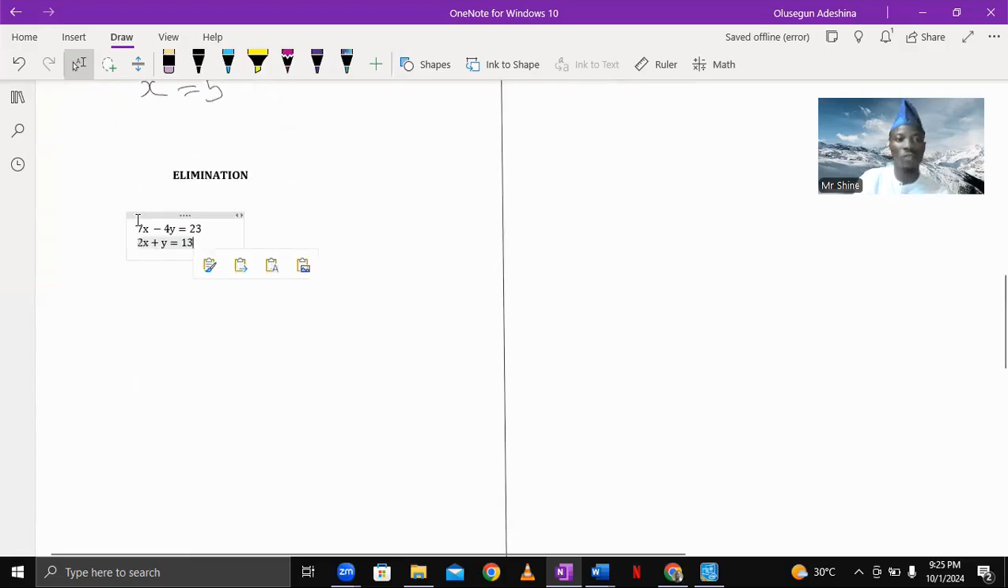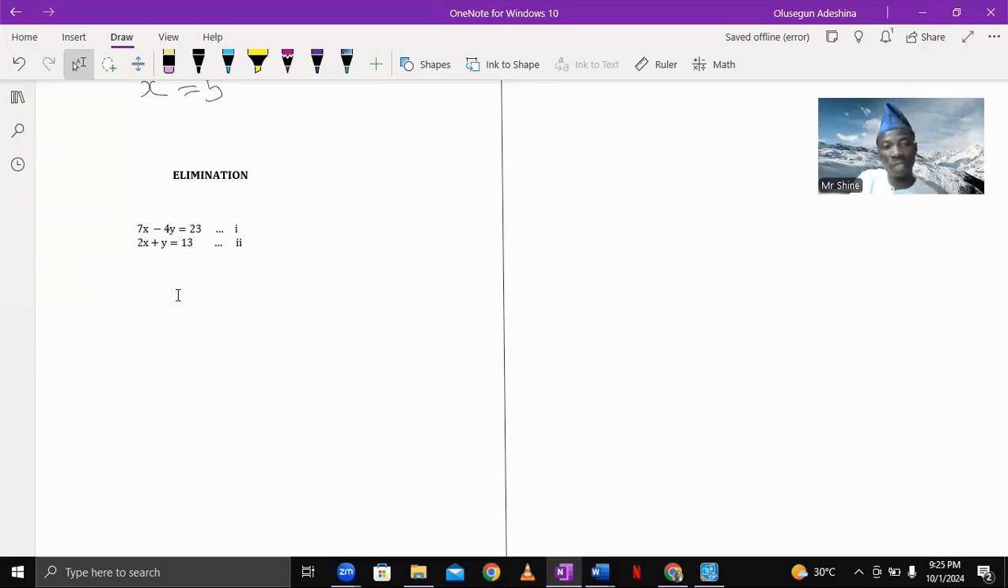Okay, the first thing is to write the equations out and label them. Equation 1 and equation 2. So now, what is the elimination method?